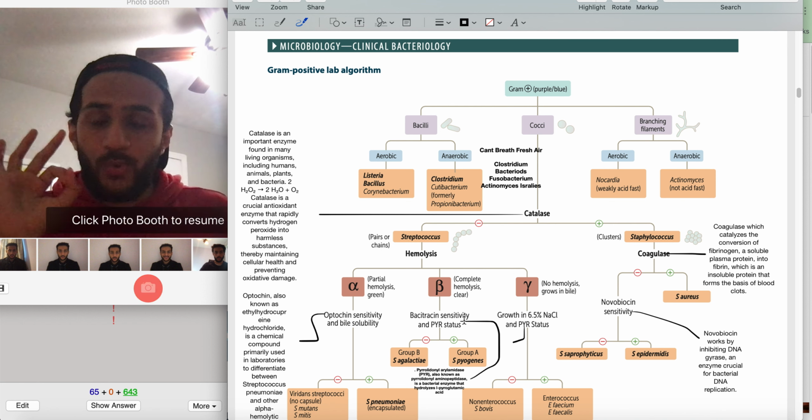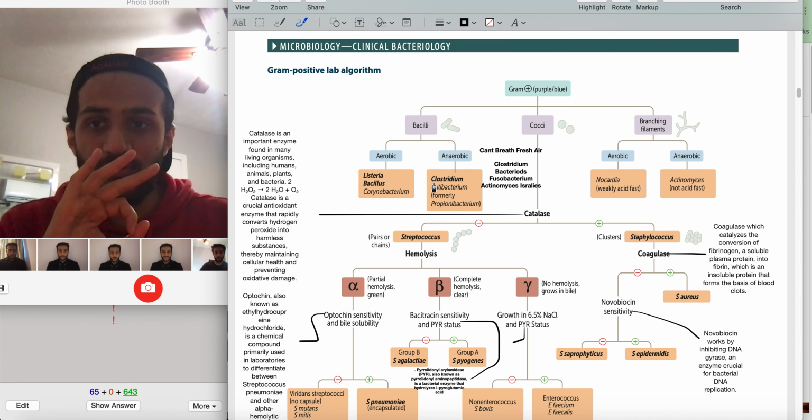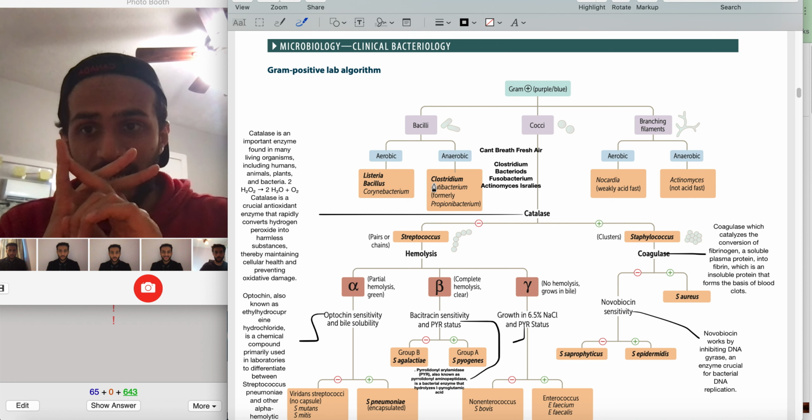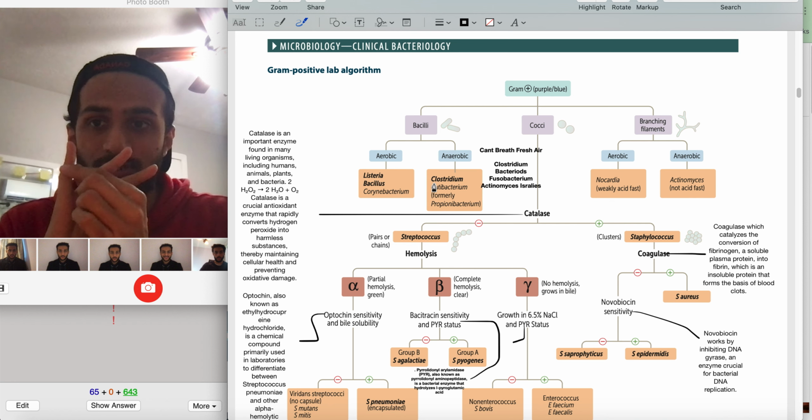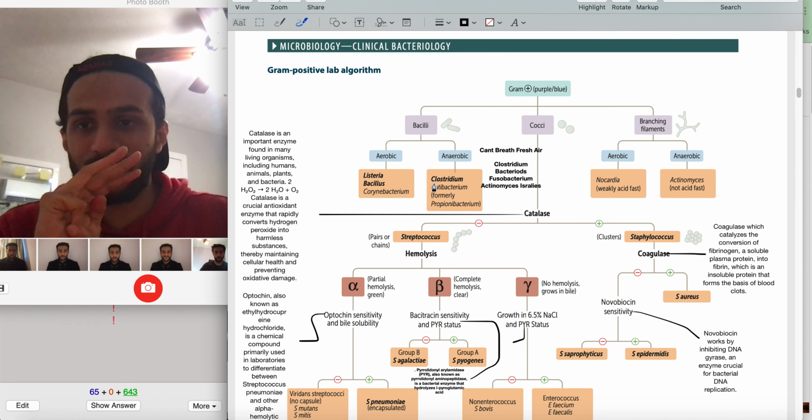We can divide these into three main categories over here. The three main categories are going to be gram-positive bacilli, which are basically rods, filamentous rods, and cocci. So for bacillus, we're going to have to remember four main bacteria. First is going to be Bacillus cereus, anthrax.